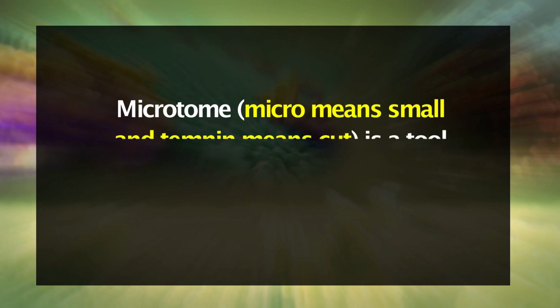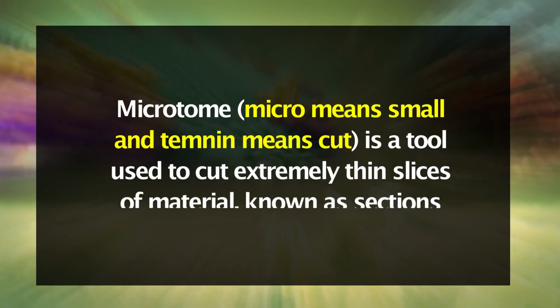Dear students, now we will discuss microtomy. After successful embedding, sectioning of specimens is done by microtomes. Microtome, micro means small and tomein means cut, is a tool used to cut extremely thin slices of material known as sections. Earlier microtomes enabled free-hand sectioning of fresh or fixed material using a sharp razor. Modern microtomes are precision instruments designed to cut uniformly thin sections of a variety of materials for detailed microscopic examination.